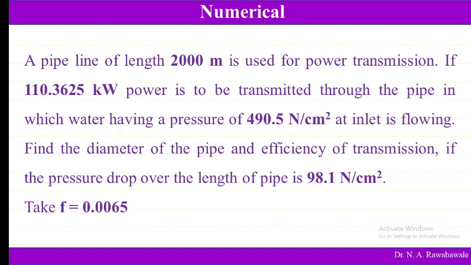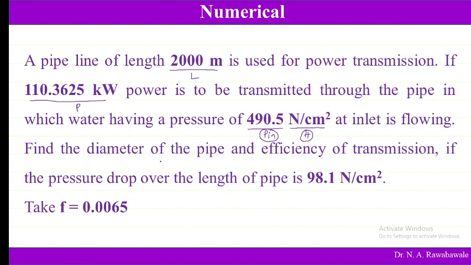Now we see another problem. A pipeline of length 2000 meters, so L is equal to 2000 meters, is used for power transmission. If 110.3625 kilowatt of power, so power is given, so this is P. This is not a maximum power, it is a power. Power is to be transmitted through a pipe in which water is flowing with inlet pressure P in given in terms of Newton per centimeter square instead of capital H.